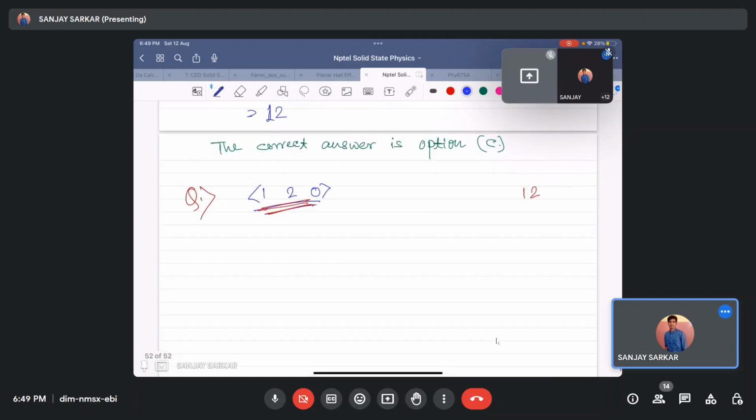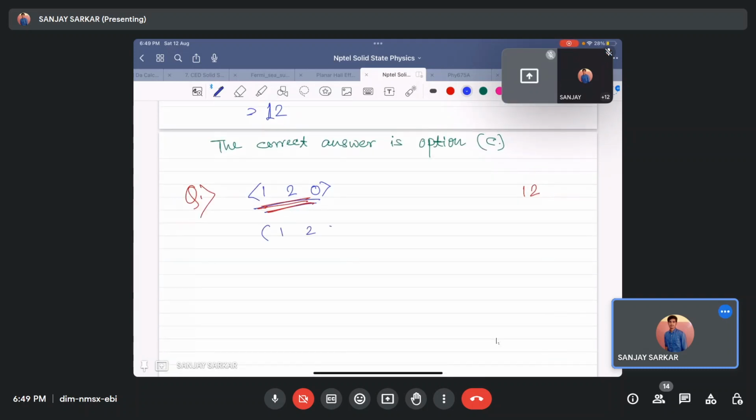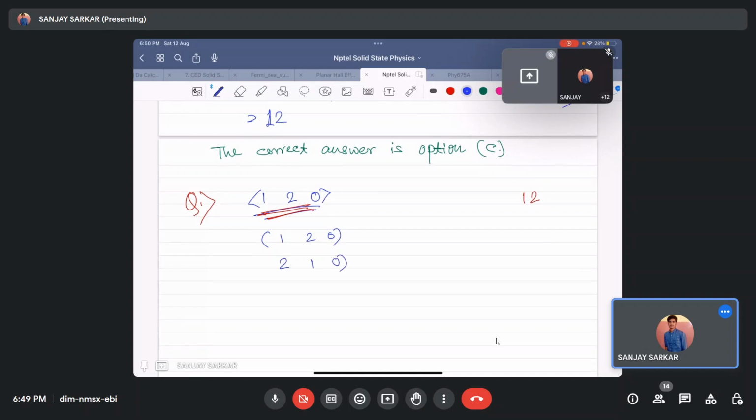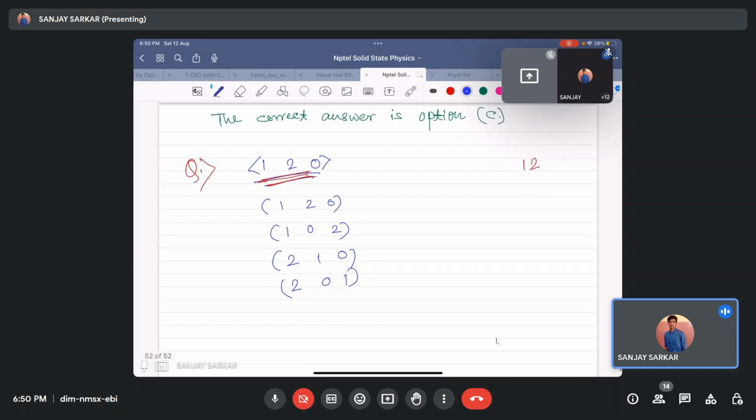So we have 1 2 0, right? So how many combinations could be possible? 1 2 0, then 2 1 0, sorry, let's say I keep 1 in the first place, so 1 0 2, then there will be 2 1 0 and 2 0 1, then there will be 0 1 2 and 0 2 1. That is 1 2 3 4 5 6, so 6 is coming from the different combinations.